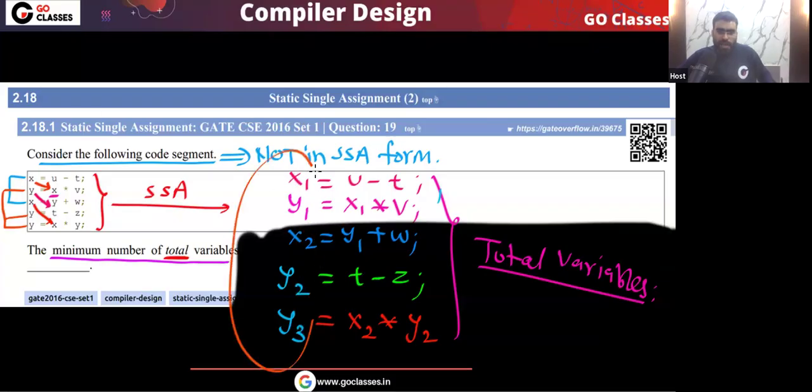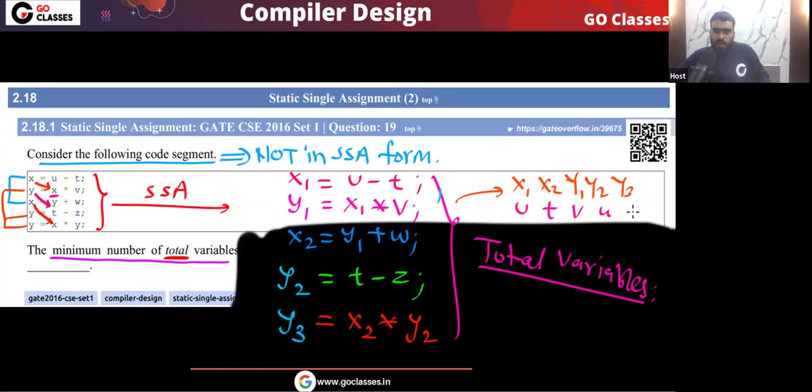Five variables you have here, X, Y. Then U, T. Okay, so see, these are the total variables. Let me write it. The 5 variables are X1, X2, Y1, Y2, Y3. Then you have U, T, V, W, and Z. So you can see U, V, W, Z, T. Yes. So finally the answer will be 10. Total variables will be 10.